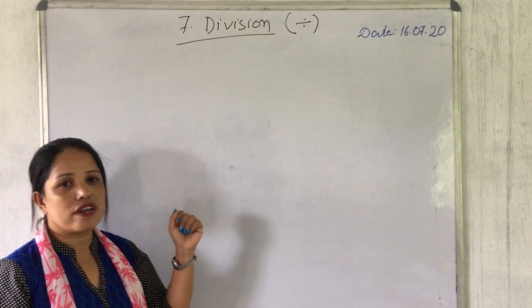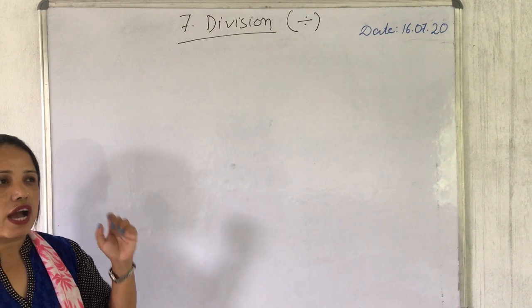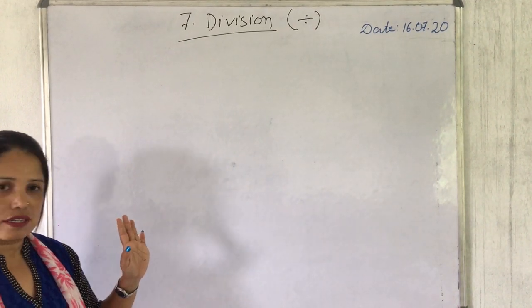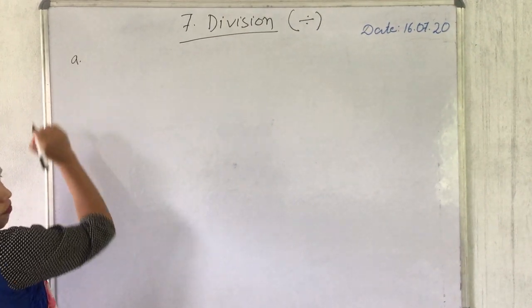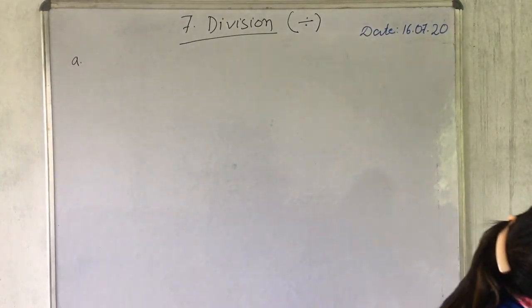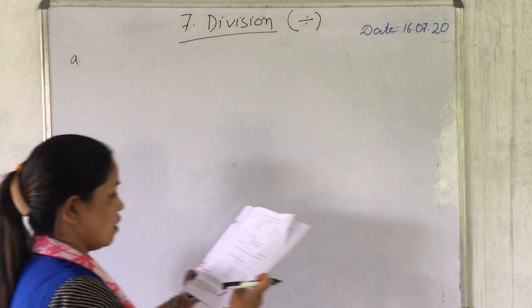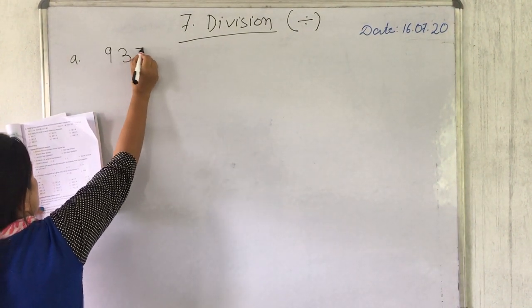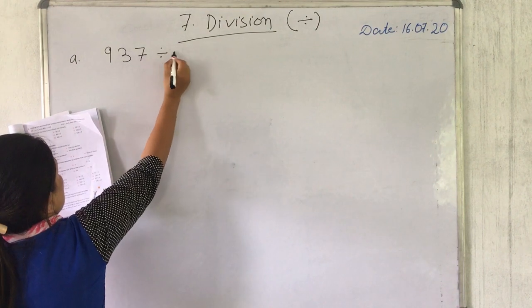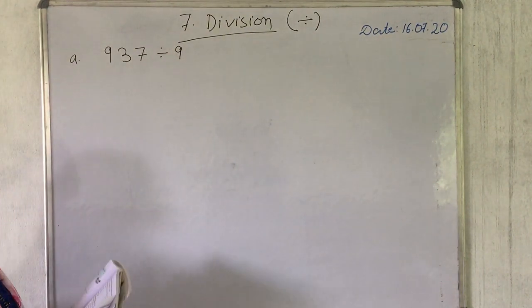So I hope you are learning the table at home. You have to learn the table by heart. Is that clear? So see number A. As an example, I will show you number A. Look at the board. Now, 937 divided by 9. Okay.